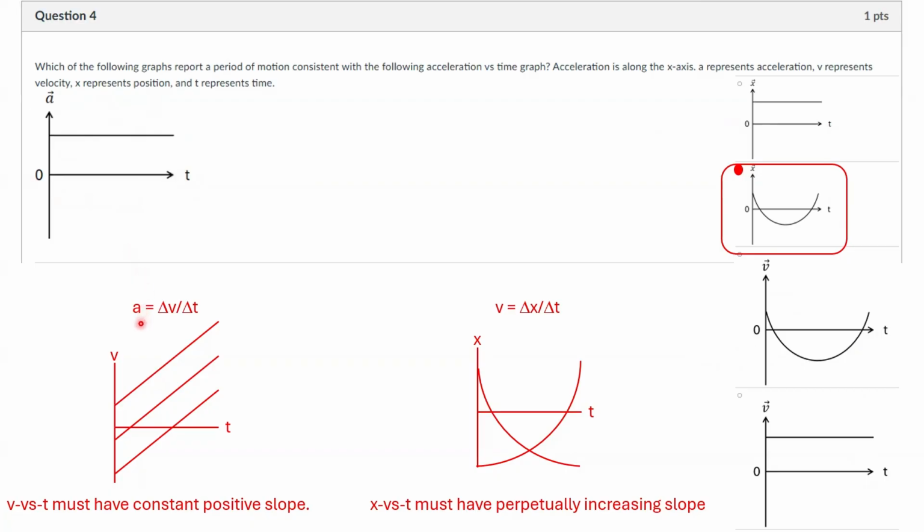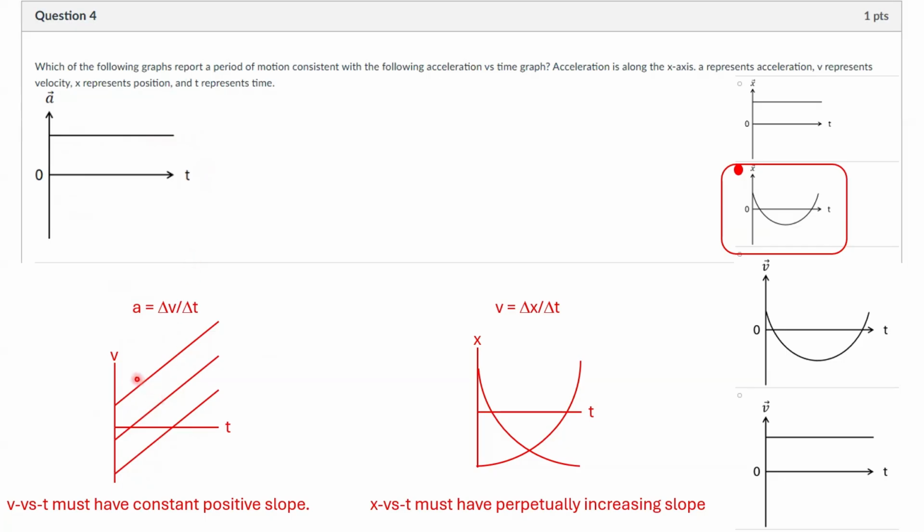Well, acceleration is equal to a change in velocity over a change in time. So on a velocity versus time graph, the acceleration at any given point in time should reflect the slope of the graph. Since the acceleration is constant and positive, any velocity versus time graph that would correspond to this motion should have a constant positive slope.